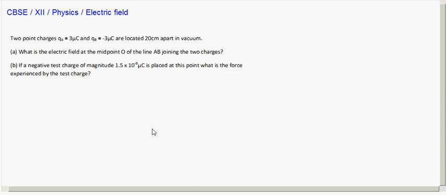In the last class we have discussed about electric field. In this class we will see a problem based on electric field. The problem is here, let me read out this.